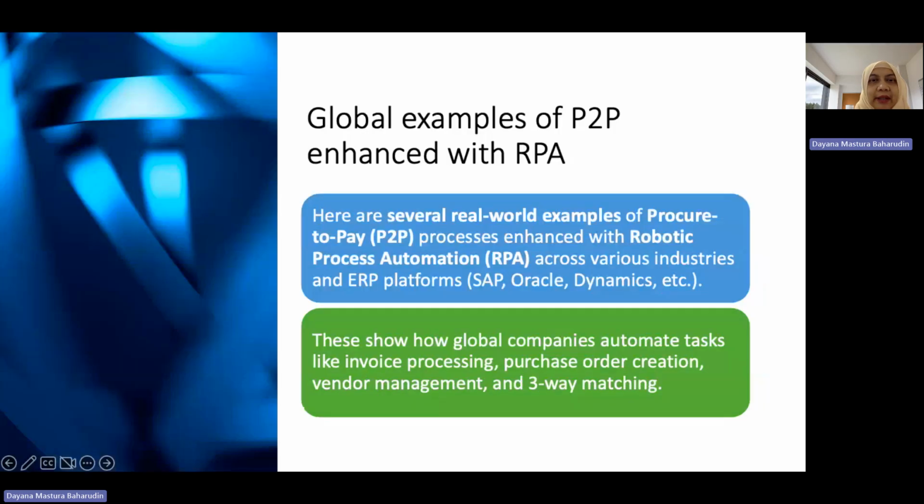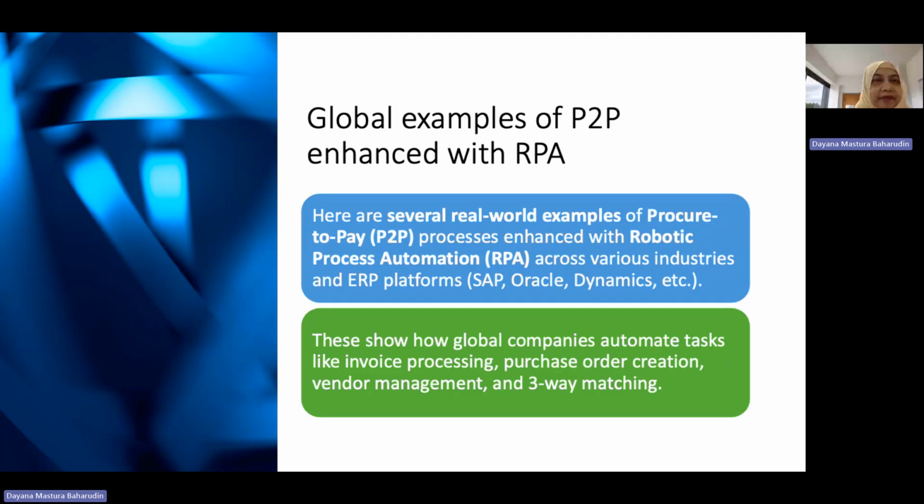Okay, now we're going to look at other examples of P2P enhanced with RPA. Here are several real-world examples of P2P processes enhanced with RPA across various industries and ERP platforms. So we're not just going to look at SAP platforms. There are some on Oracle, Dynamics. So these are the examples of how global companies automate tasks like processing, purchase order creation, vendor management, and three-way matching.